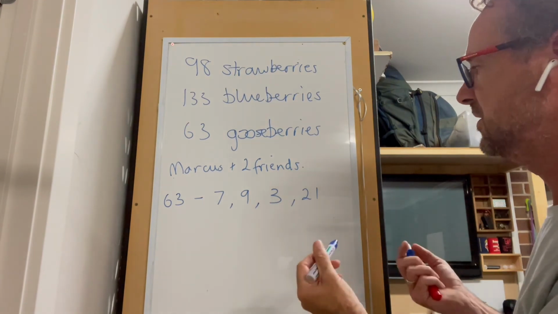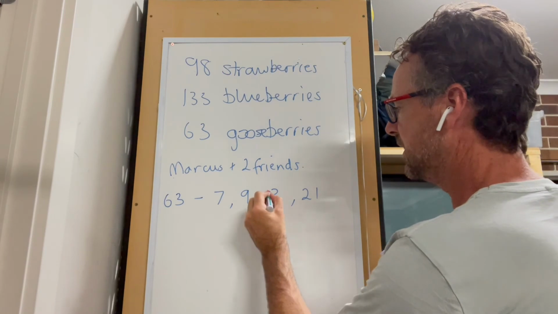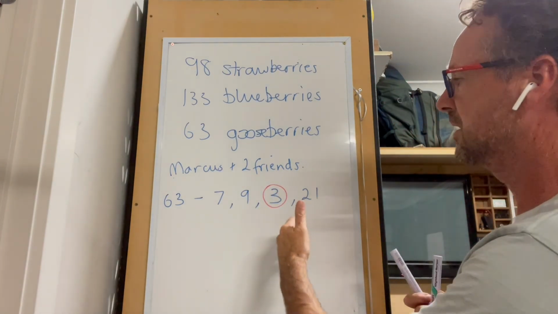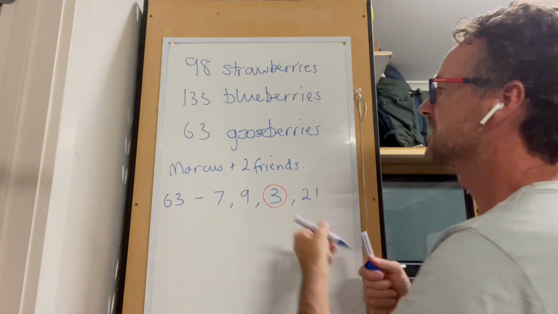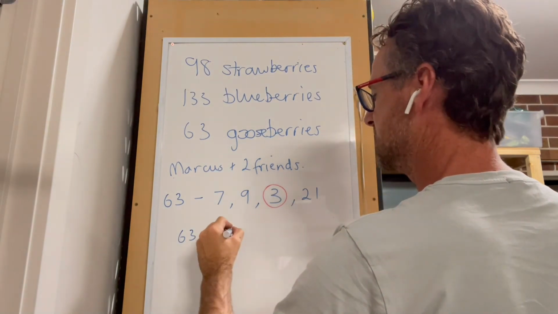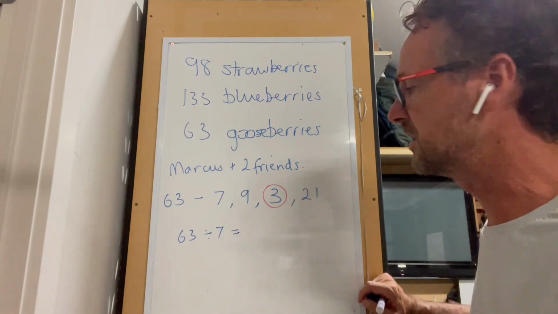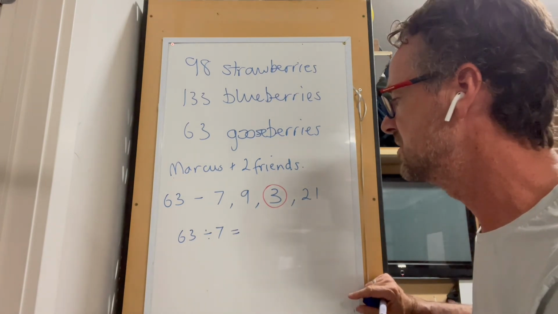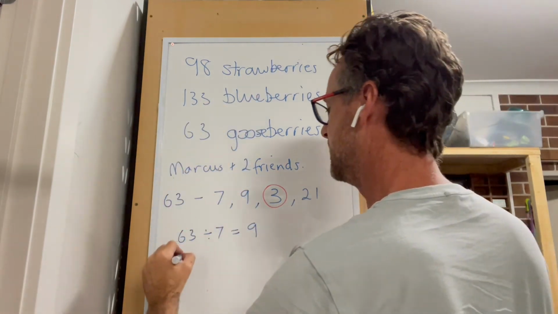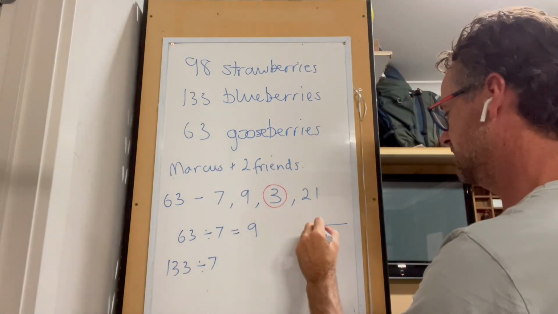So now we can look at these and go, okay, which one of these will go in? Now, we've already used 3. We did that in the previous question and we know that there were some remainders. So let's go to the next biggest, which is 7. So let's divide 63 by 7 and see what answer we get to see if there's a remainder. Well, it shouldn't be because it's one of the factors. So 7 goes into 63 9 times. No remainder. So let's try with blueberries.